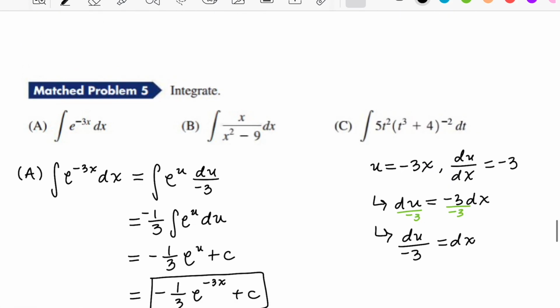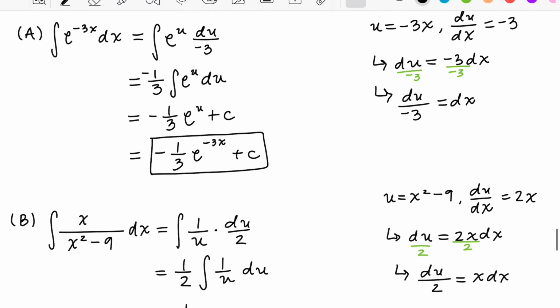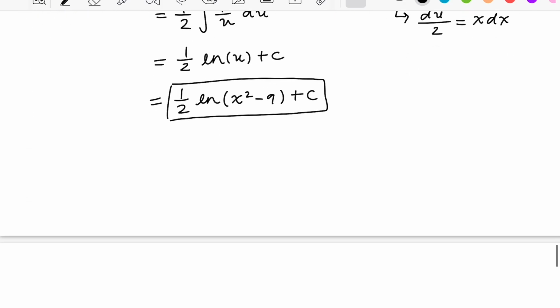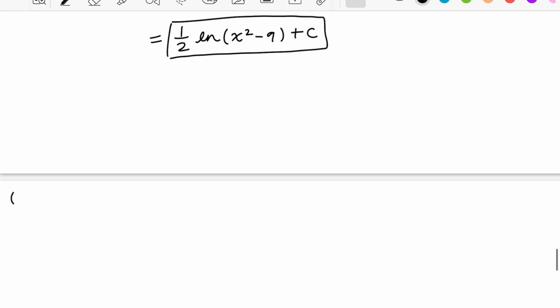Alright, and the last example we'll look at is c here. So we're going to integrate 5t squared times (t cubed plus 4) to the negative 2. And so again, we have this composition of functions. This t cubed plus 4 is our inside function, so we're going to let that be equal to u.